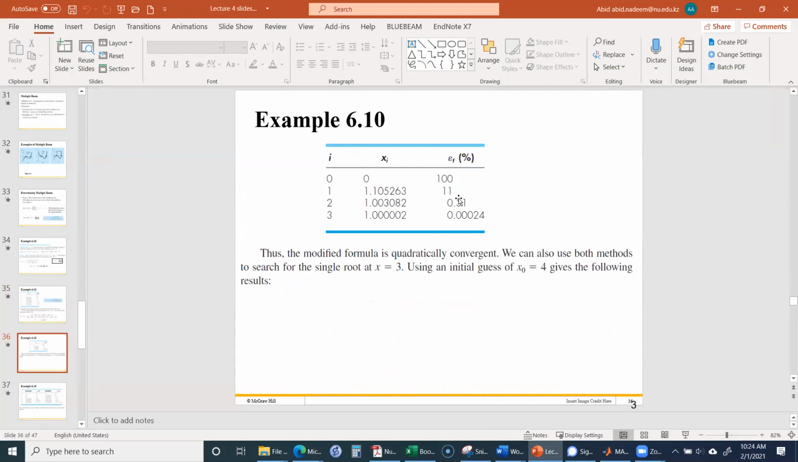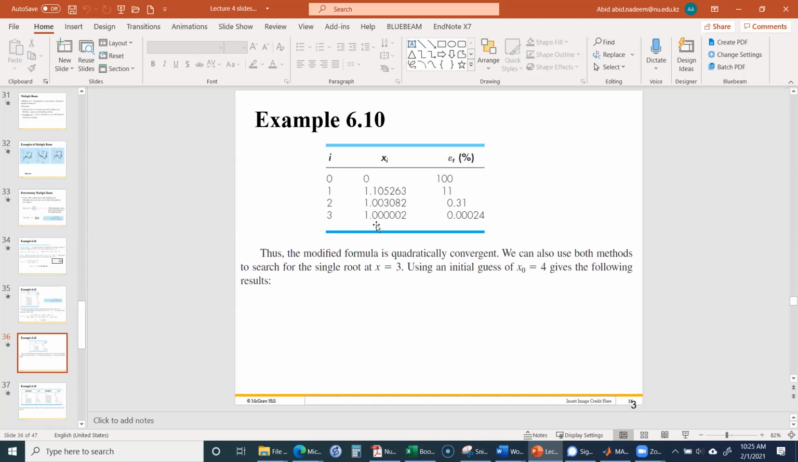I have a question. Any question? Yes. So, what's the disadvantage of the modified version? Because I see that we use the second derivative, and is it always possible to find the second derivative? Yeah, of course. If it is possible to find the first and second derivative, then this modified method can be used.